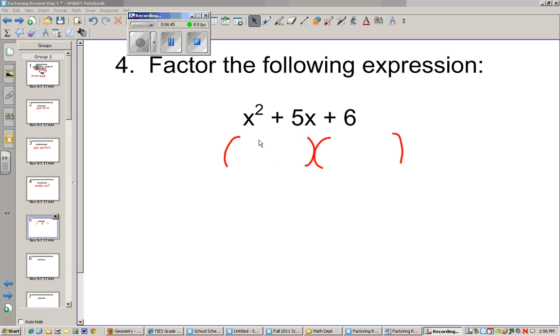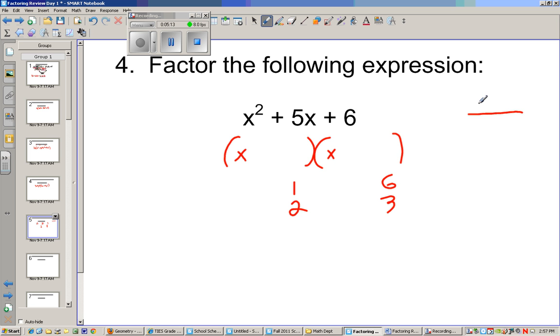All right, so the first thing we have to think about is what two things can multiply to get an x squared? And the answer is x times x gives us x squared. What two things can we use to multiply to get to 6? Well, I can do 1 times 6, and I can do 2 times 3. Now we have to think about this middle term. Which of these two will add up to being 5? So what I generally do is I set something up like this. It's two numbers that multiply to 6 and add to get to 5.